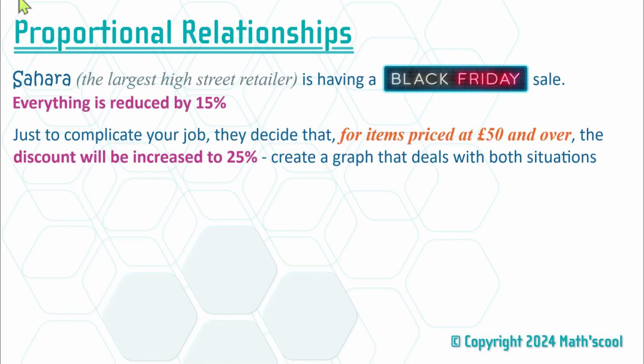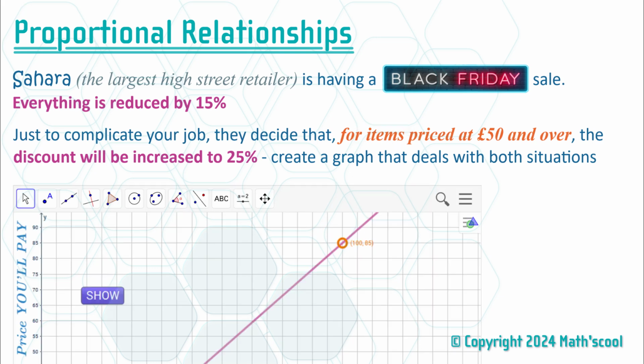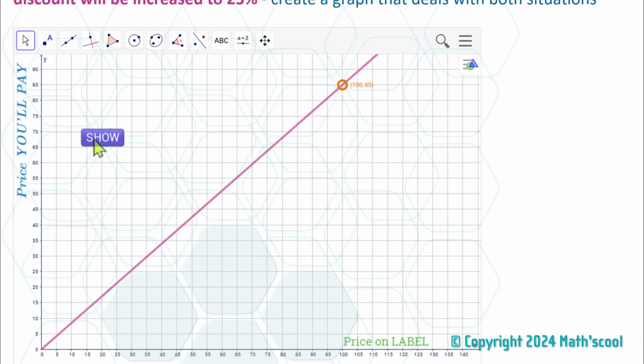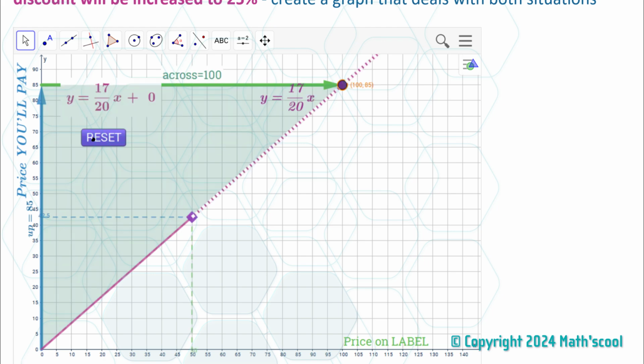Okay, so that was pretty straightforward. Just to complicate your job, they've decided that for items priced £50 and over, the discount will be increased to 25%. So let's not say it's your individual items, it's your total bill. So if your total bill is £50 and over before the reduction, then the discount will be 25% instead of being 15%. So here's our existing graph, and we already worked the equation for that out, but now we're going to increase the discount.